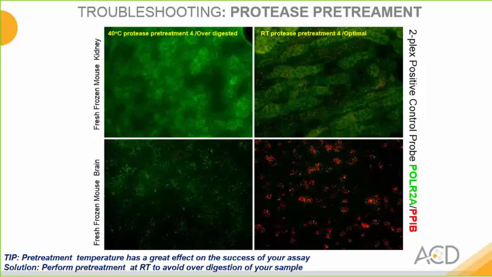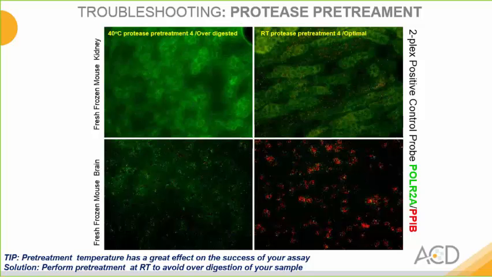And this is showing how protease pretreatment can affect RNAscope signal quality. On the upper right-hand side is a mouse kidney sample where you can see there's actually quite a bit of tissue autofluorescence. Nonetheless, when the sample is treated properly, you can see these really distinct punctate red and green dots.